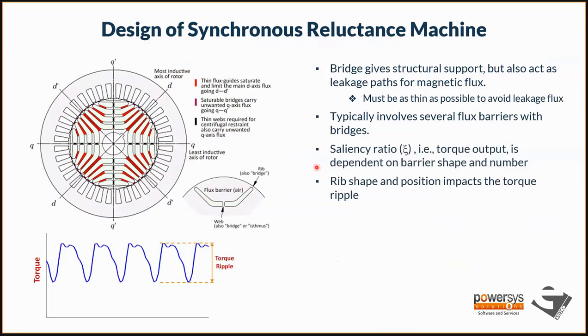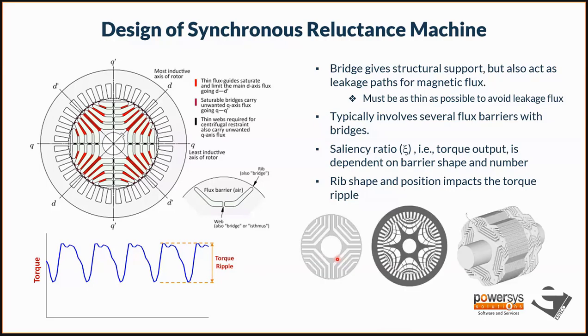That's because the saliency ratio and the torque output depend on this barrier shape and the number of barriers. The more barriers there are, the harder it is for the magnetic flux to go through, and the lower is the Q-axis inductance. And also the ribs, or the bridges, the shape of those and the position of those define the torque ripple, which is defined as the range of oscillations compared to the average value of the torque. So this is a torque waveform here.